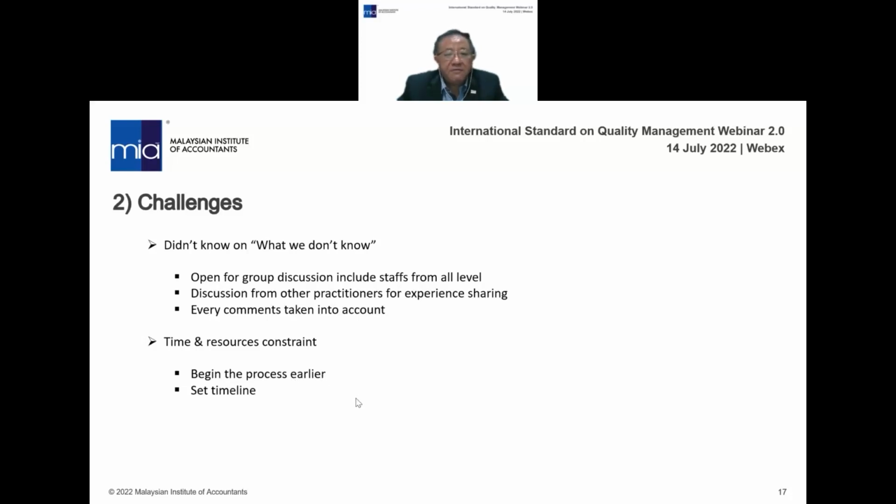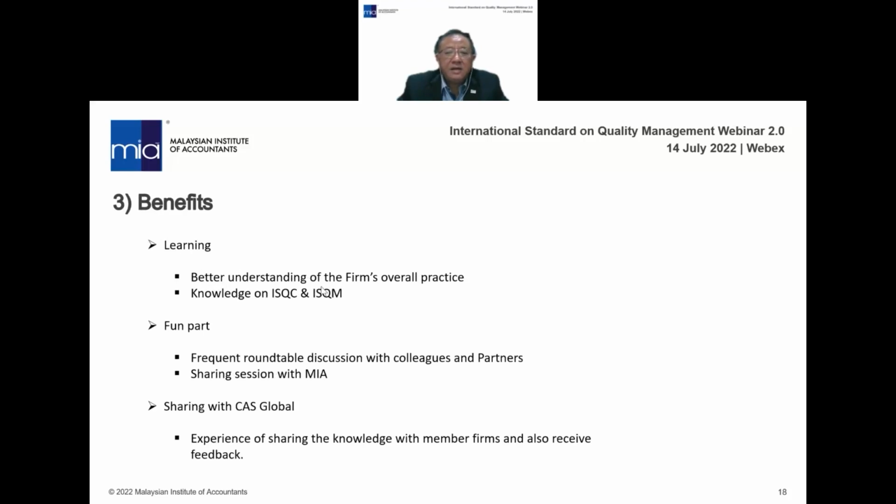Thanks to our team. And the benefit, we learn. Over the 18 months, we came to understand the firm overall better, because the whole team really went through the firm: human resource, IT, accounts, the entire process, not just audit. Hence we enhanced our knowledge of ISQC 1 and ISQM 1, and we also learned ISA 220. The fun part is the frequent discussion with partners and colleagues, and also the sharing sessions with MIA. We learn from other practitioners, right? And then we share with our network members in other countries and see how they implement the standard on quality management. So that's the benefit we learned from the 18-month journey, right?